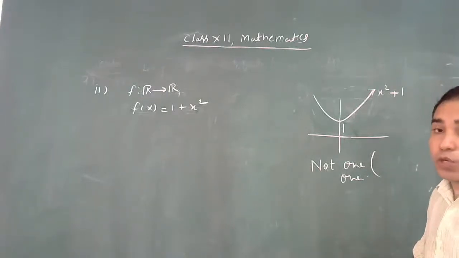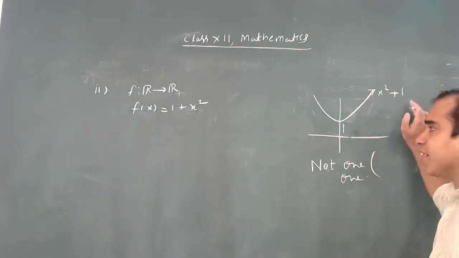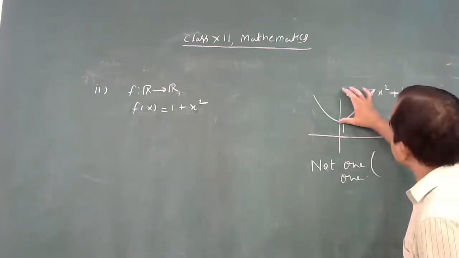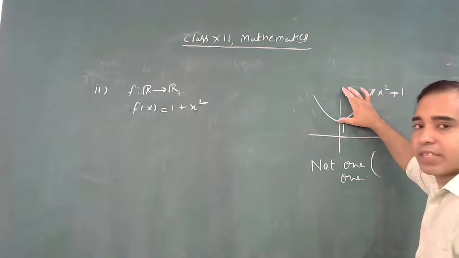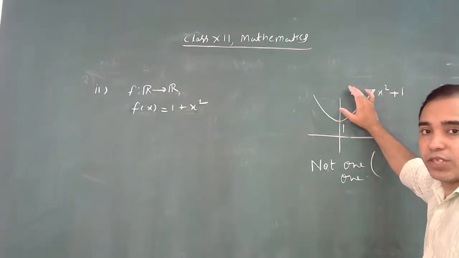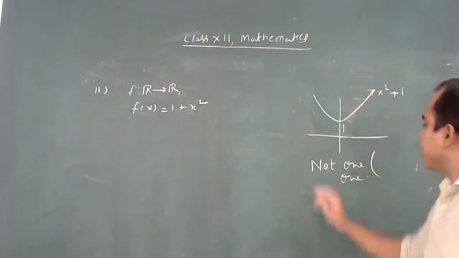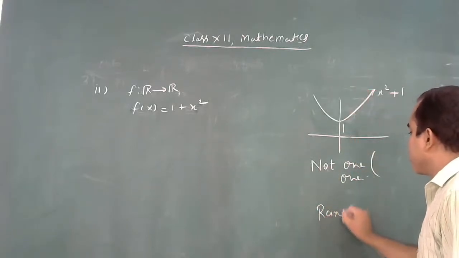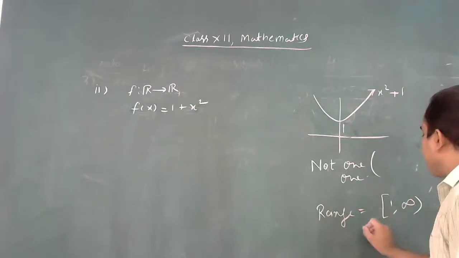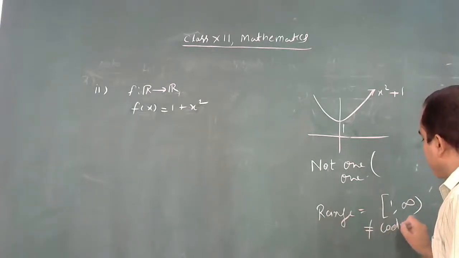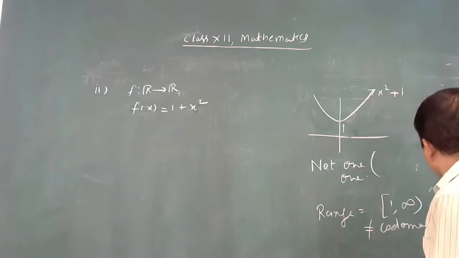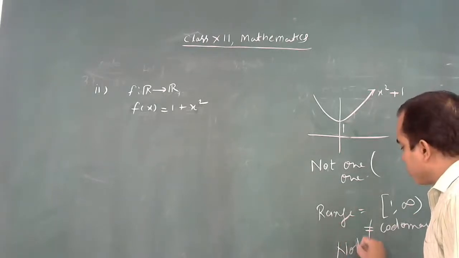And onto के लिए प्लीज रेंज निकाल लीजिए, है ना. रेंज मुझे दिख रही है यहाँ पे, रेंज ये है, इसकी क्या, 1 से लेके इनफाइनाइट, closed 1 comma infinity रेंज. And range will be closed 1 comma infinity, and this is not same as codomain R. So not onto.